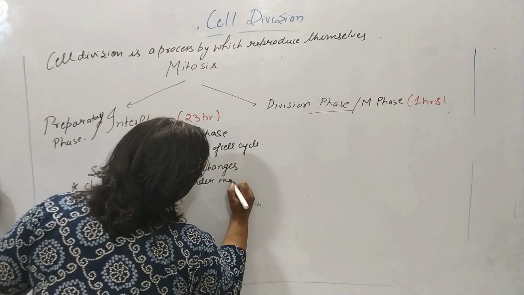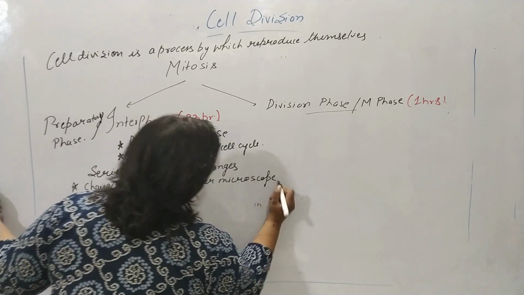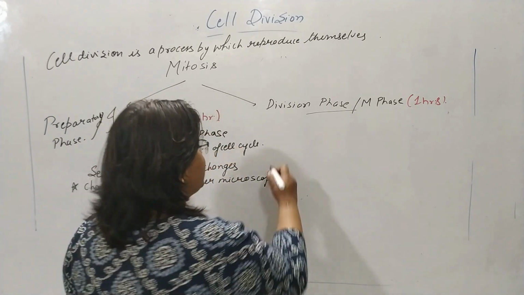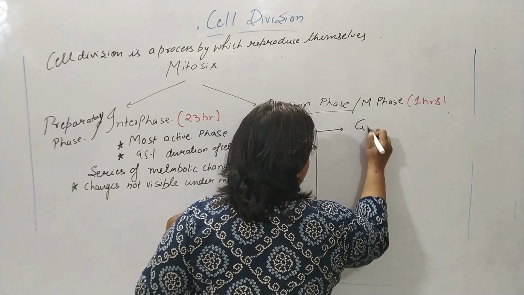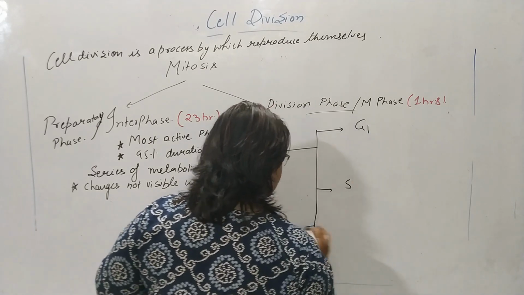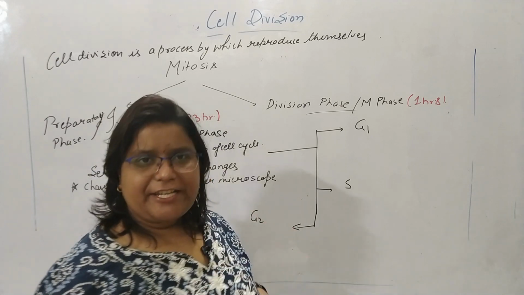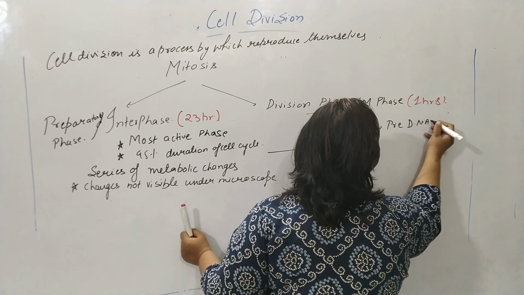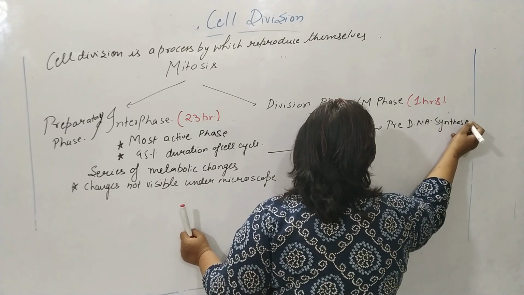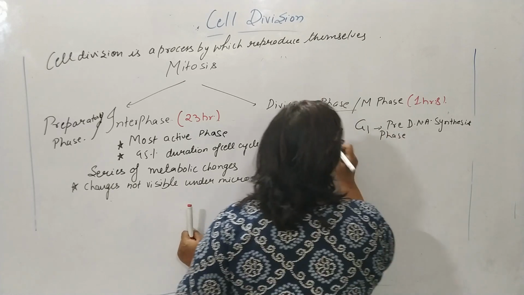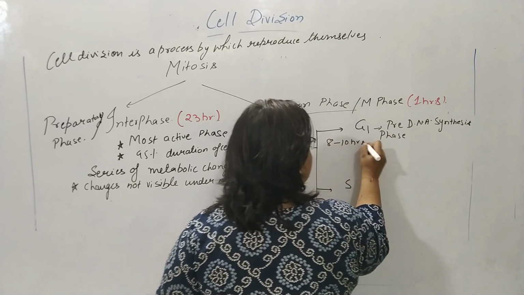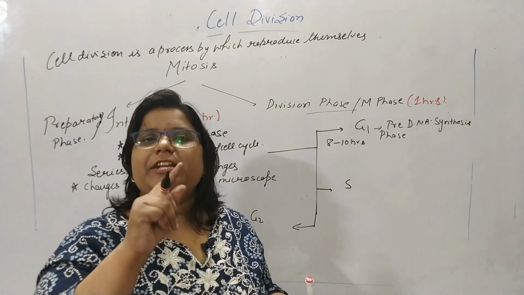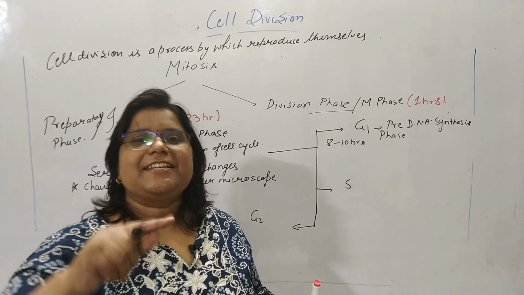Okay, so this is the interphase, and interphase has three main stages: G1, S and G2. Here G1 is known as the pre-DNA synthesis phase. This phase takes 8 to 10 hours, in an interphase that takes 23 hours in total.